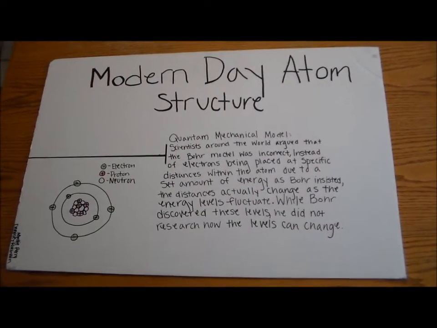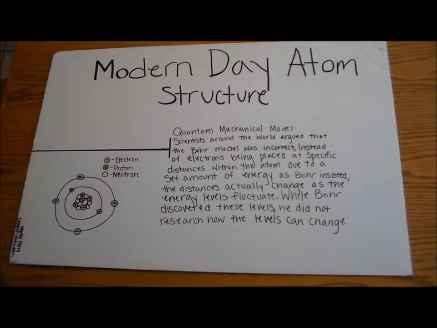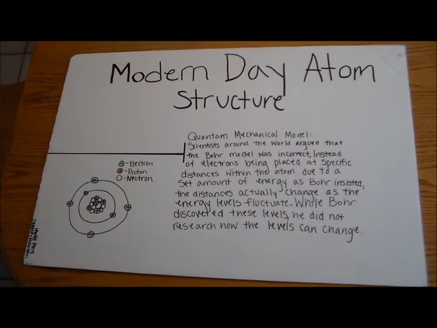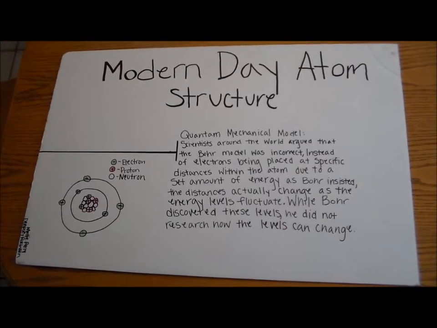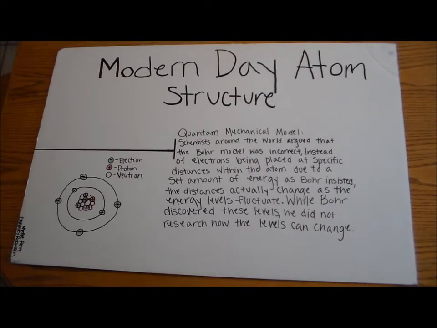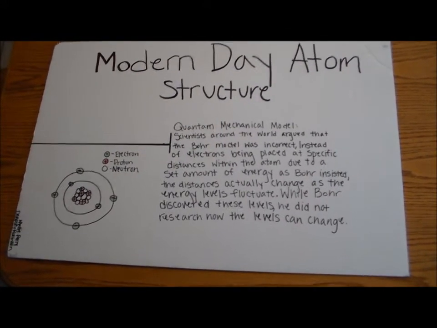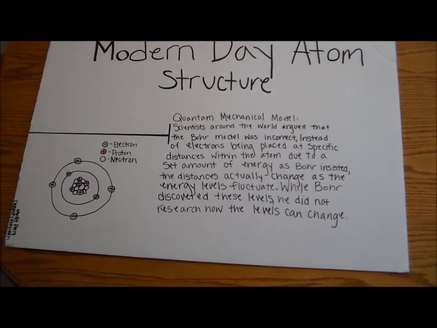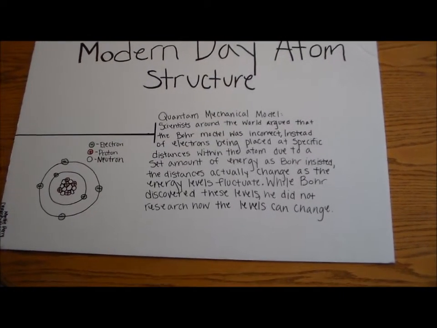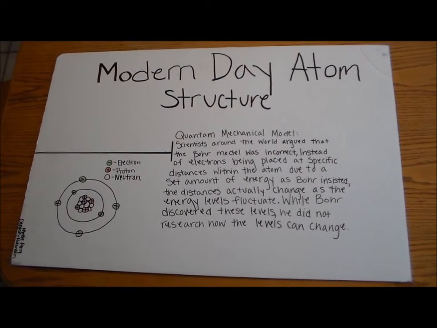The next part of the atom structure is the modern-day atom structure, also known as the quantum mechanical model. Scientists around the world argue that the Bohr model was incorrect. Instead of electrons being placed at specific distances within the atom due to a set amount of energy, as Bohr insisted, the distances actually change as the energy levels fluctuate. While Bohr discovered these levels, he did not research how the levels can change.